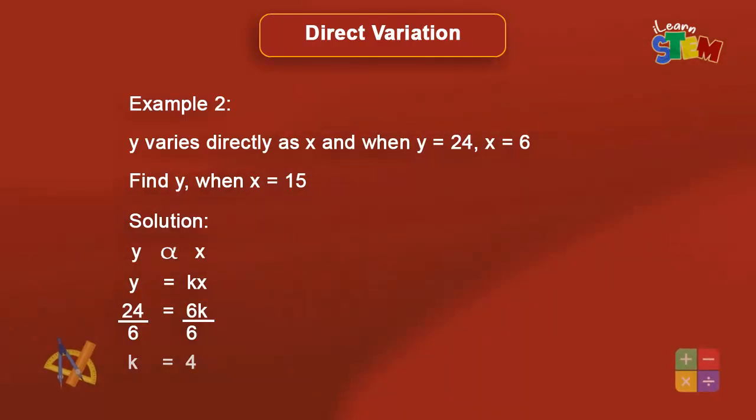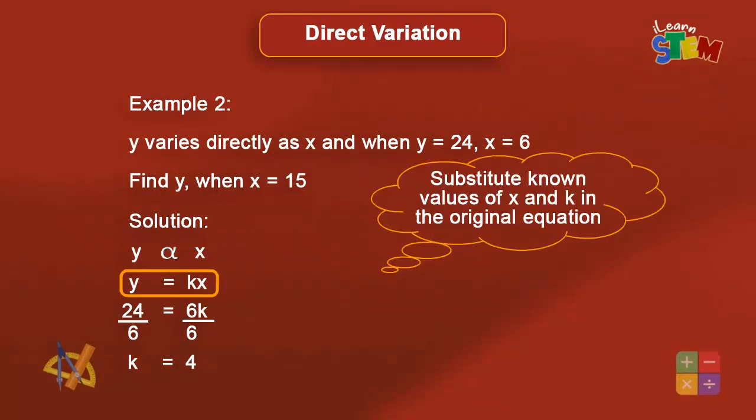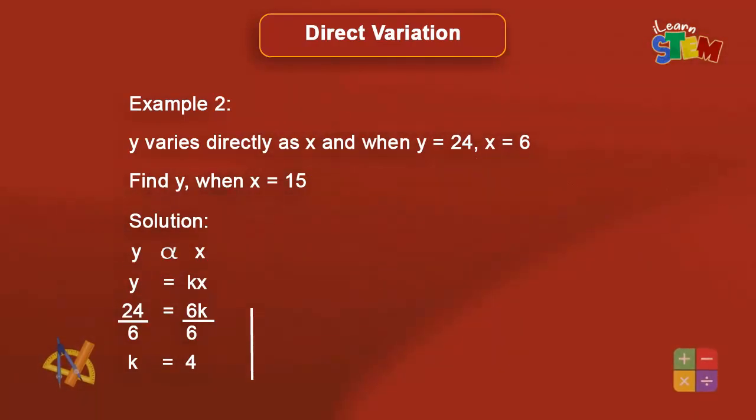So, k equals 4. Now, to find y, when x equals 15. We simply substitute known values of x and k in the original equation. So, y equals 4 times 15. Therefore, y equals 60. That's brilliant. Let us solve yet another one.